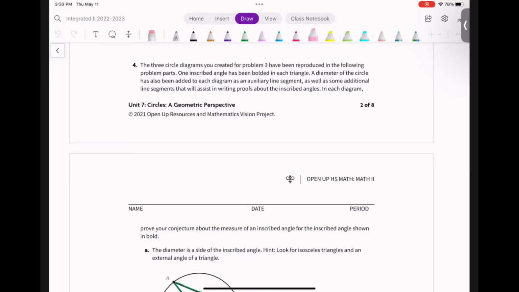Okay, so we're still on lesson 7.3, and this is just the second part. It says the three circle diagrams that you created for problem 3 have been reproduced in the following problems. One inscribed angle has been bolded in each triangle. A diameter of the circle has also been added to each diagram as an auxiliary line. Auxiliary just means an extra line segment, as well as some additional line segments that will assist you in writing proofs about the inscribed angles. In each diagram, prove your conjecture about the measure of an inscribed angle for the inscribed angle shown in bold.